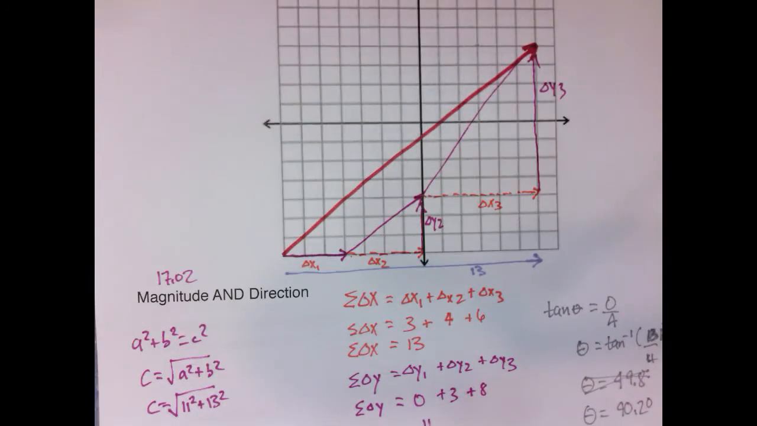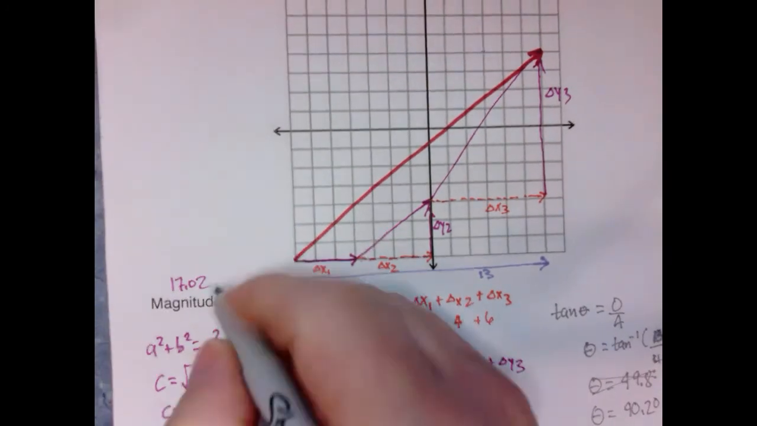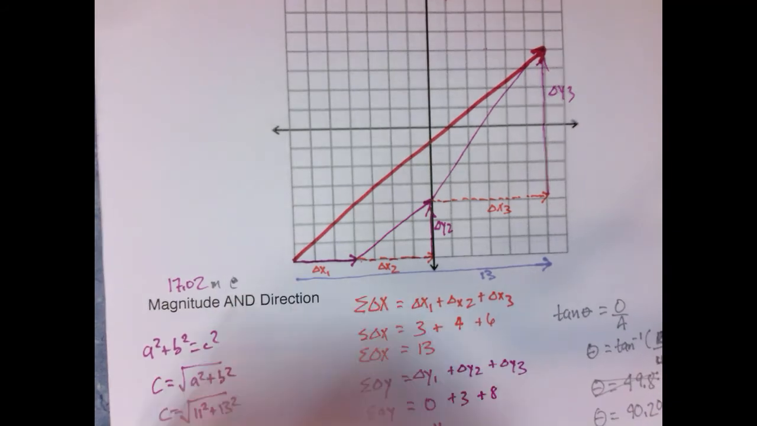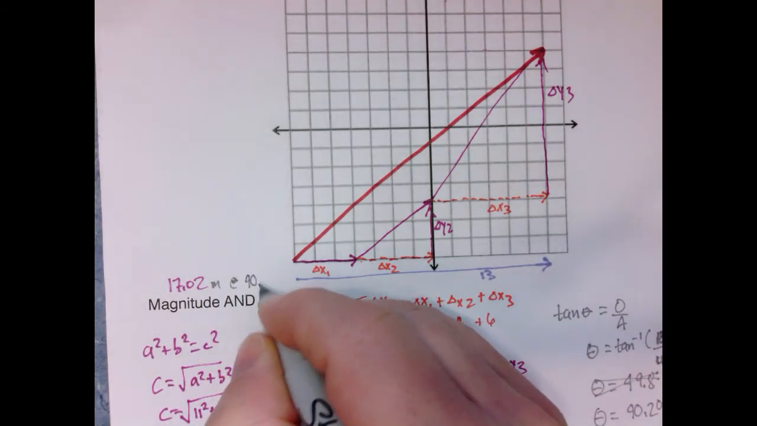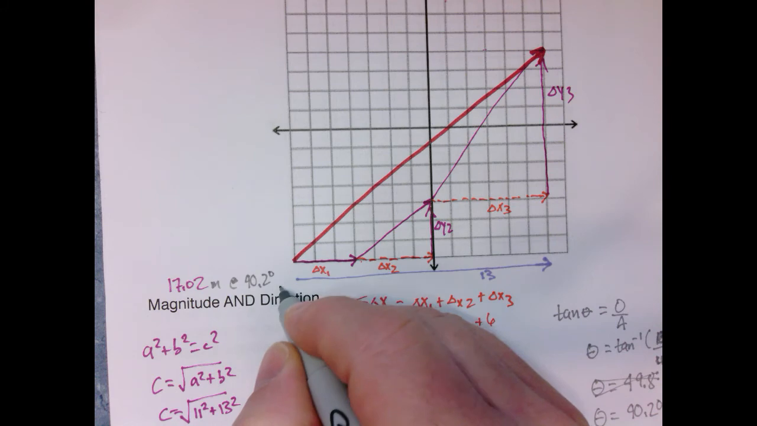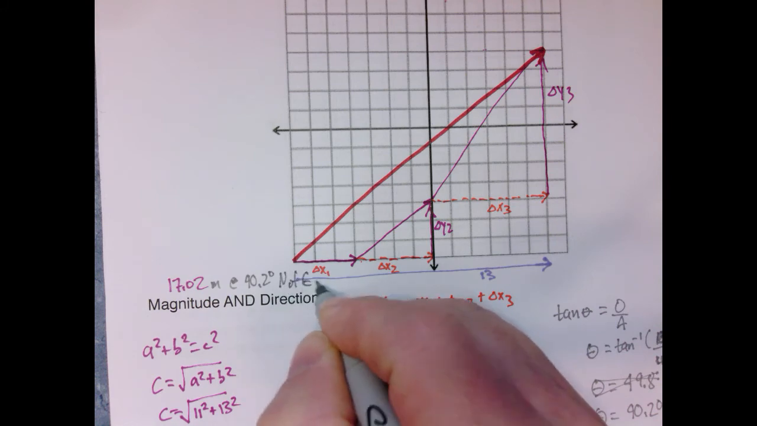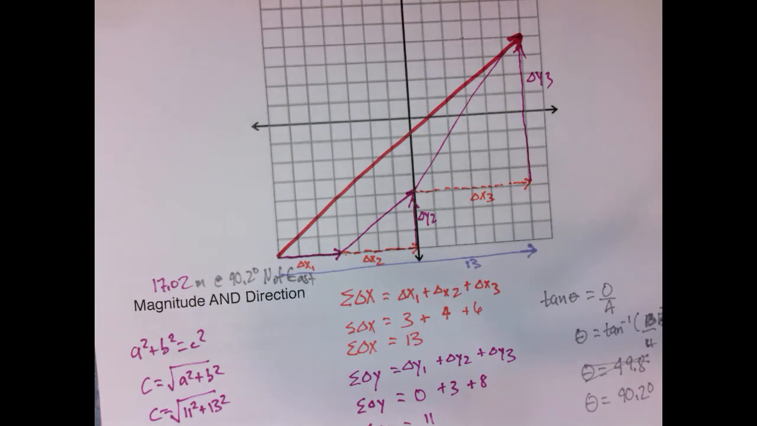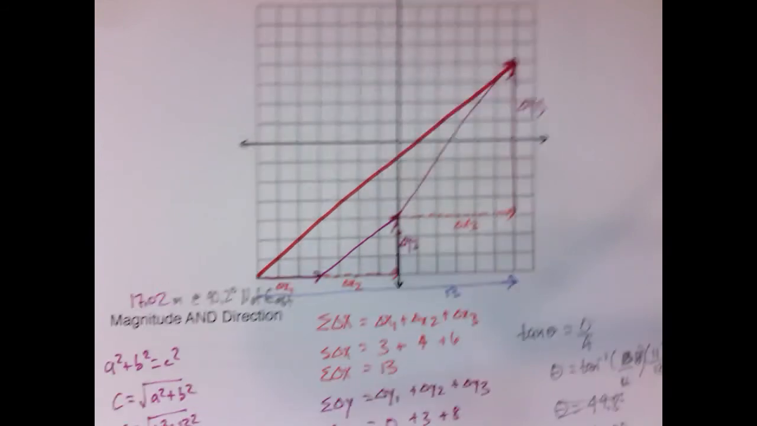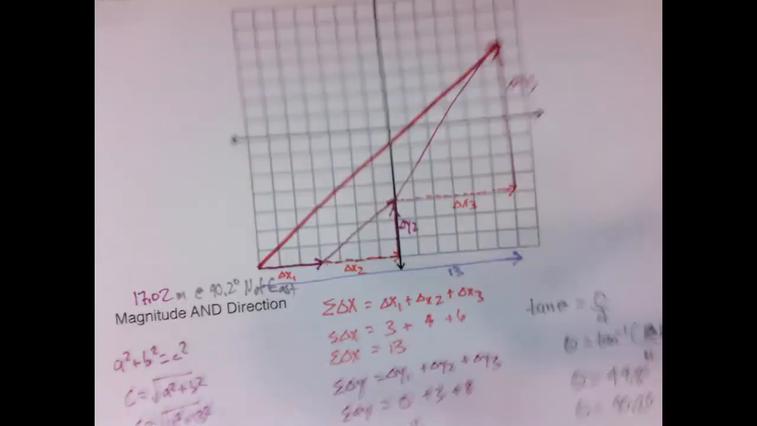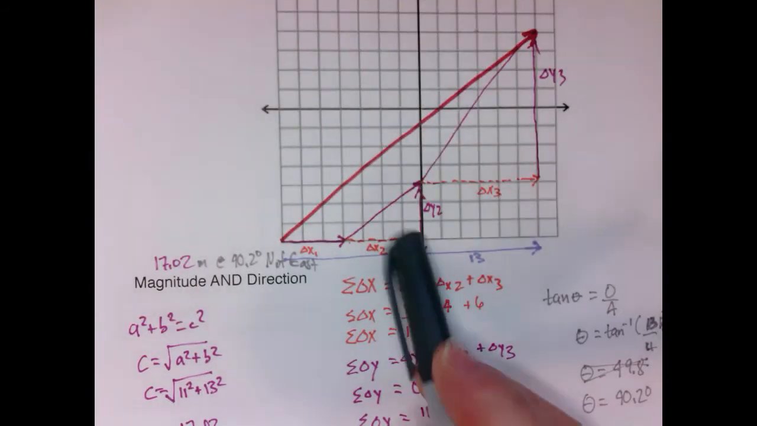So our final vector resultant would be 17.02 meters at 40.2 degrees north of east. And that's how we'd report our resultant. So that's two-dimensional vectors with components and the power of adding the components.